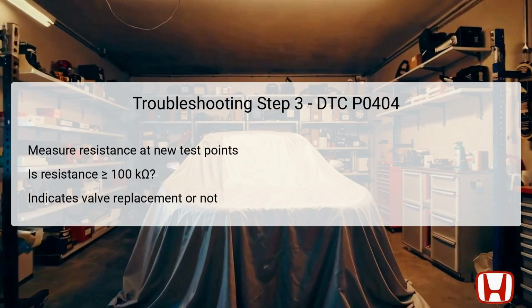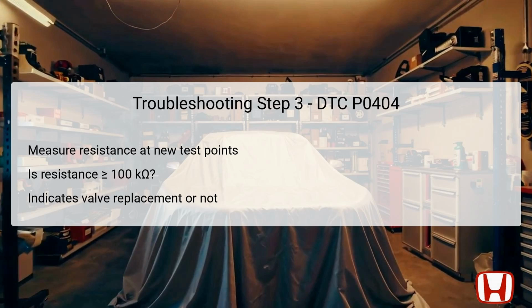Step 3 continues the assessment of the EGR valve's internal circuit by again measuring the resistance, now between a different set of terminals. With the EGR valve still unplugged, focus on test points 1 and 2, specifically measuring at the connector's male terminals. This method provides critical insight into whether the internal circuit of the EGR valve presents any faults.